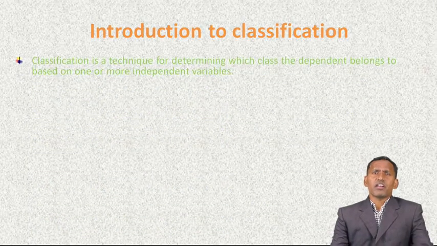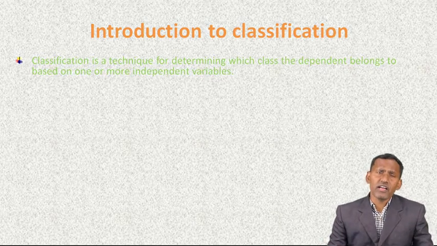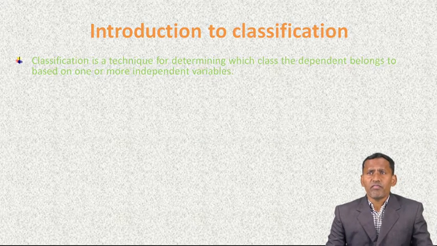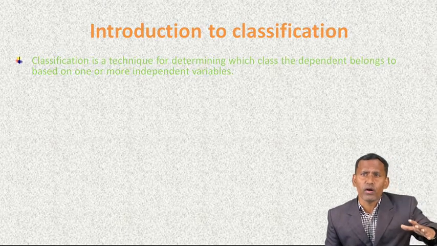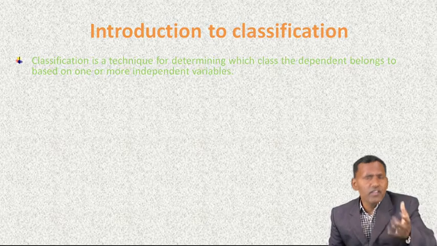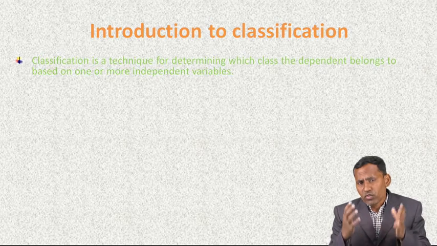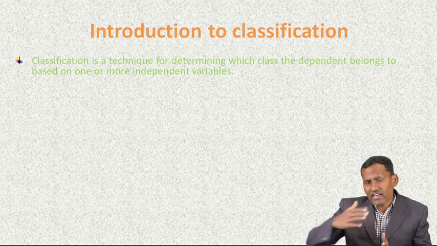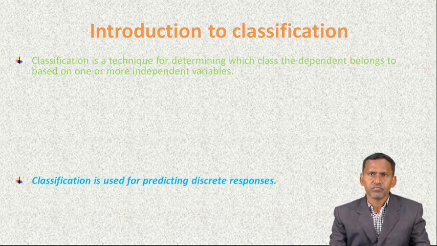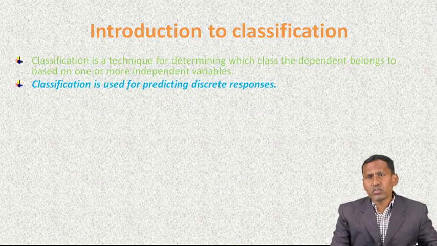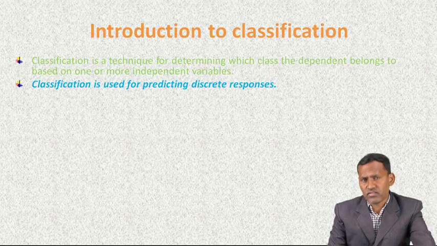Now, first of all, let me explain what classification is. Classification is a technique for determining which class the dependent variable belongs to based on one or more independent variables. Independent variables may be one or more, but the dependent variables must be categorized among different classes. Classification is used for predicting discrete responses, not continuous responses.